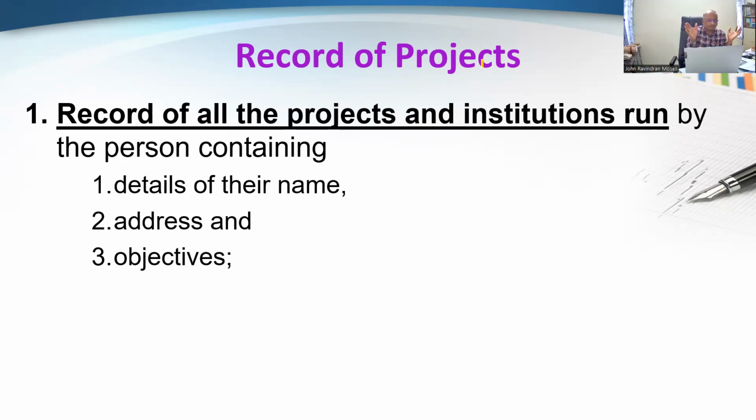When a trust is running projects, you may be running only one church; your trust may be registered as a religious organization running only one church. So your register will say the name of the church, address, and the object. What is the objective for which you are running this church? In case you have more than one church, let's say 3 churches in different places, you should give details of each. If you have multiple projects, then you have to give a record of each project in this register.